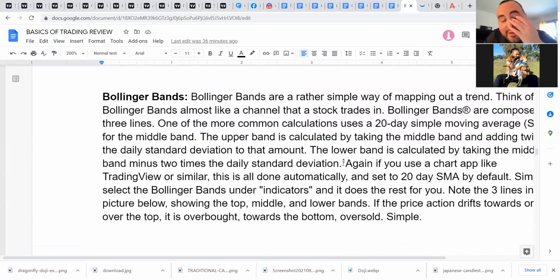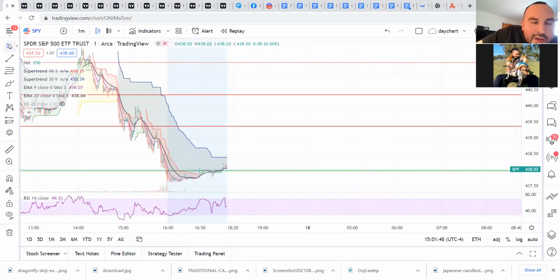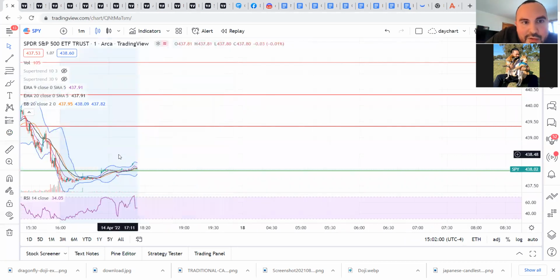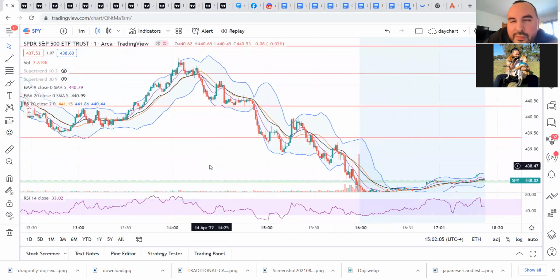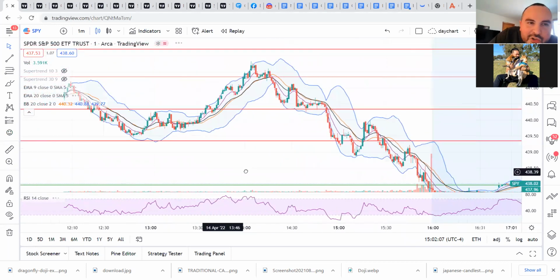Bollinger Bands. So Bollinger Bands are a really simple way of mapping out a trend. It's a visual indicator. I'll pull them up here. Yeah, we can use this one. We'll turn off SuperTrend and turn on Bollinger Bands. I use Bollinger Bands more often in my longer term stuff.